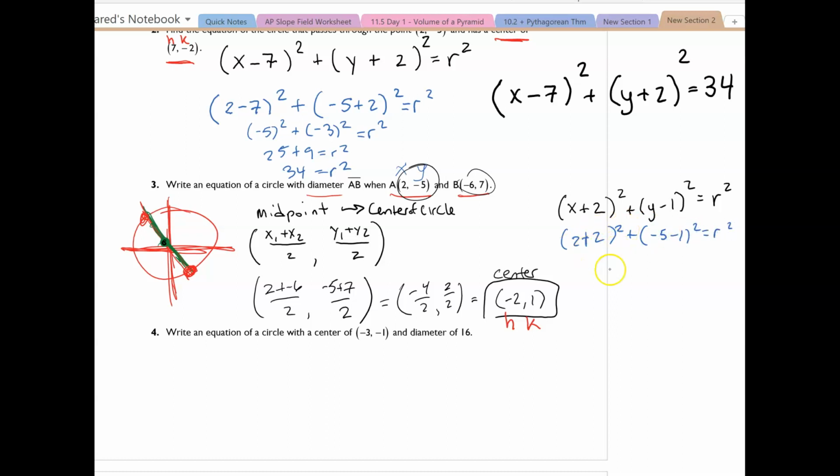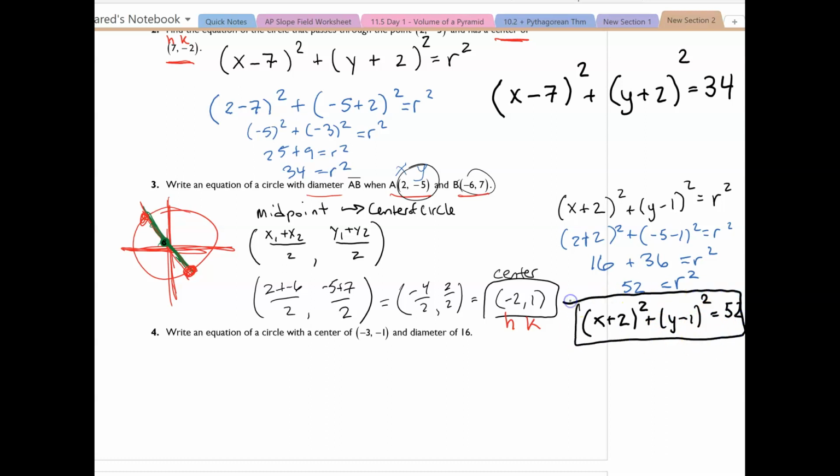2 plus 2 is 4. 4 squared is 16. -5 minus 1 is -6 squared is 36. And that's going to be our r squared. And if I am adding correctly, I get 52 is our r squared. Our radius would be the square root of 52. But that, again, as I've been saying, doesn't help us write our equation of our circle, which is going to be x plus 2 quantity squared plus y minus 1 quantity squared, which equals r squared, which we just calculated was 52.